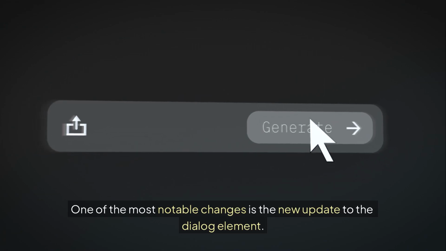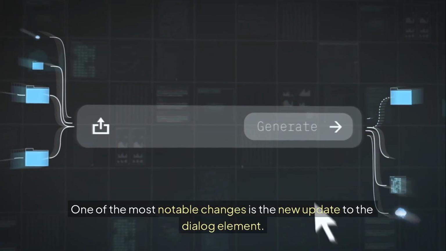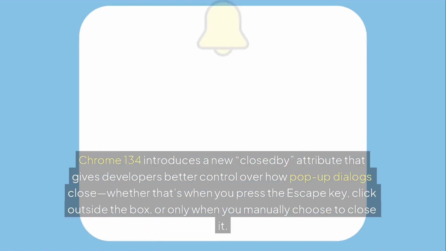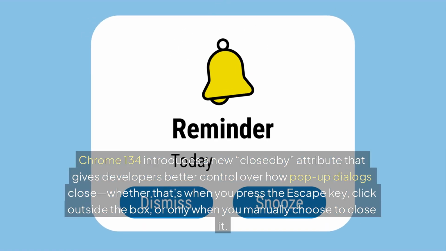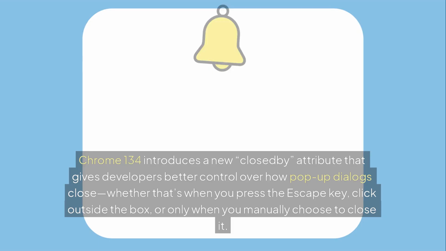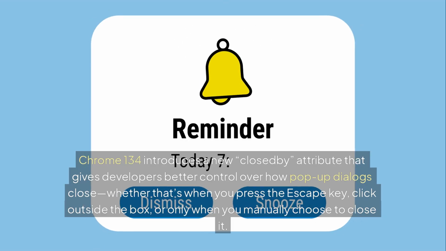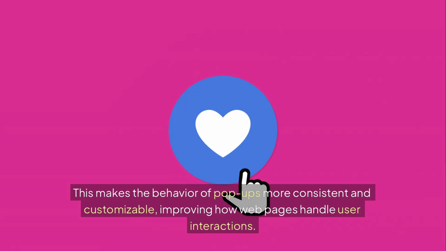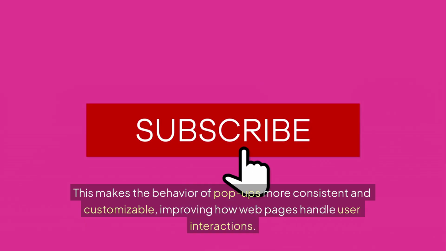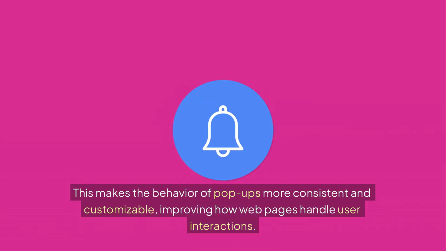One of the most notable changes is the new update to the dialog element. Chrome 134 introduces a new closedby attribute that gives developers better control over how pop-up dialogs close, whether that's when you press the escape key, click outside the box, or only when you manually choose to close it. This makes the behavior of pop-ups more consistent and customizable, improving how web pages handle user interactions.